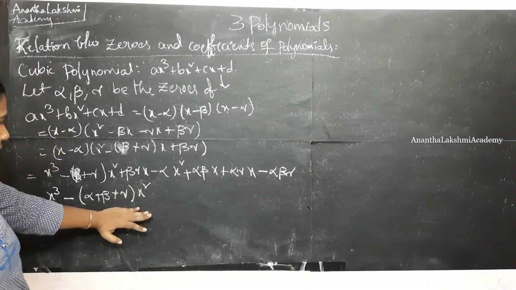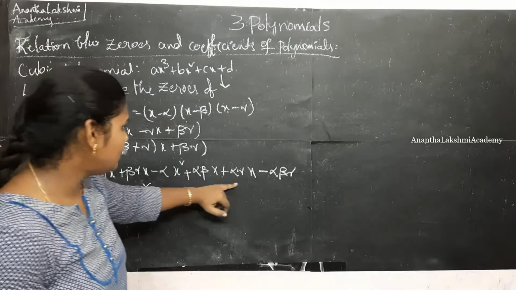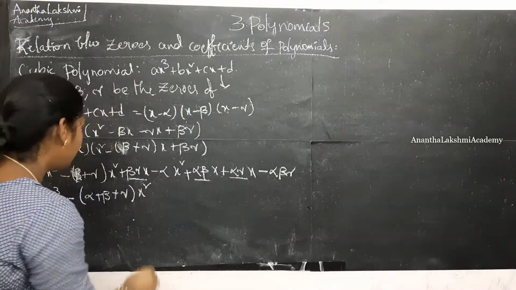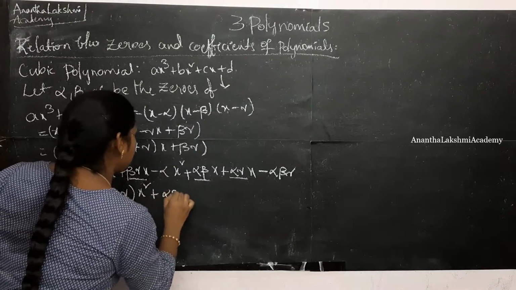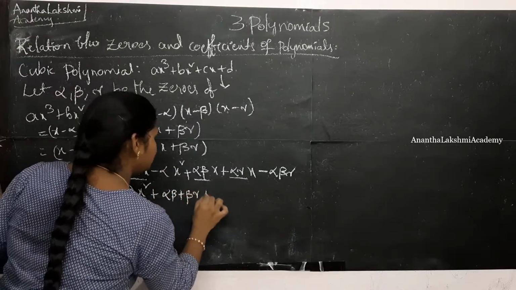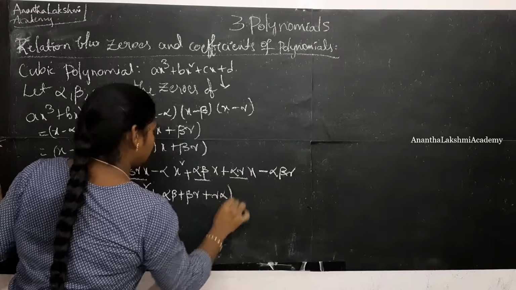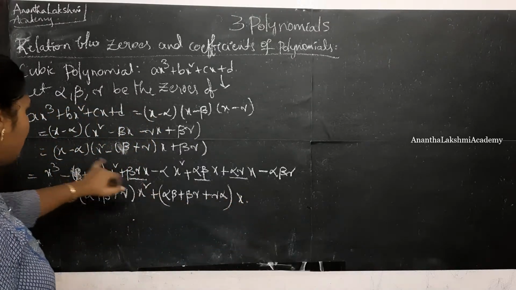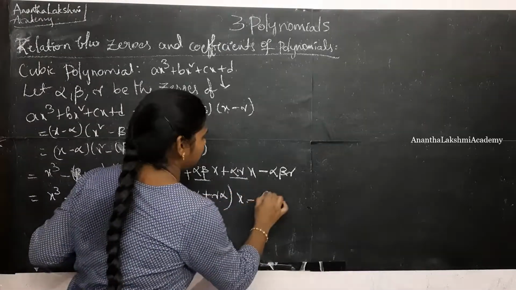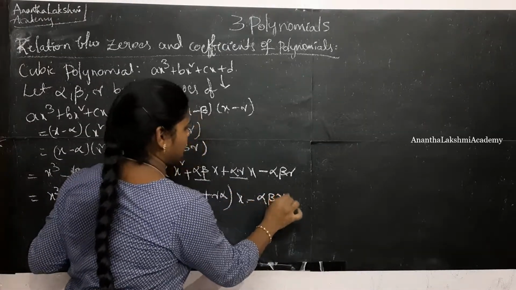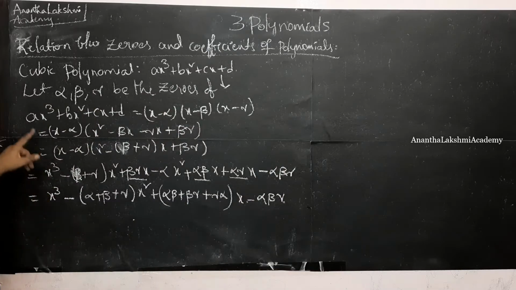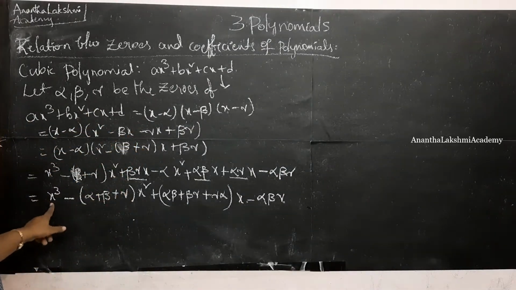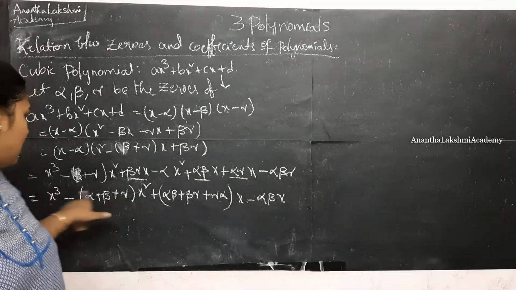Now that we are done with x square, let's figure out what are all the terms which have x. Beta gamma, alpha gamma. Alright, so let me do this as alpha beta plus beta gamma plus gamma alpha into x. And then we have minus alpha beta gamma. What is this equal to? Ax cube plus bx square plus cx plus d. So, but here we have ax cube and just x cube.